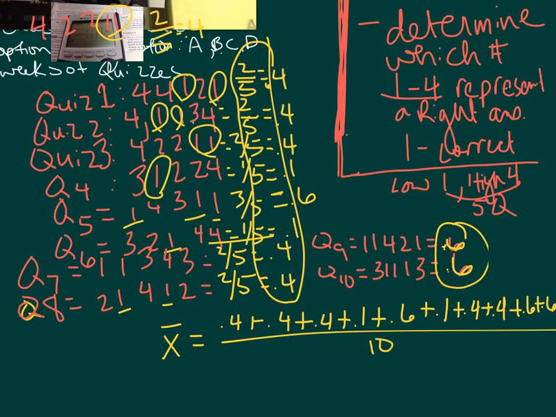Over the 10 quizzes, my X bar is going to be, no one's surprised in this situation, a 0.4. So our average will be a 40%.